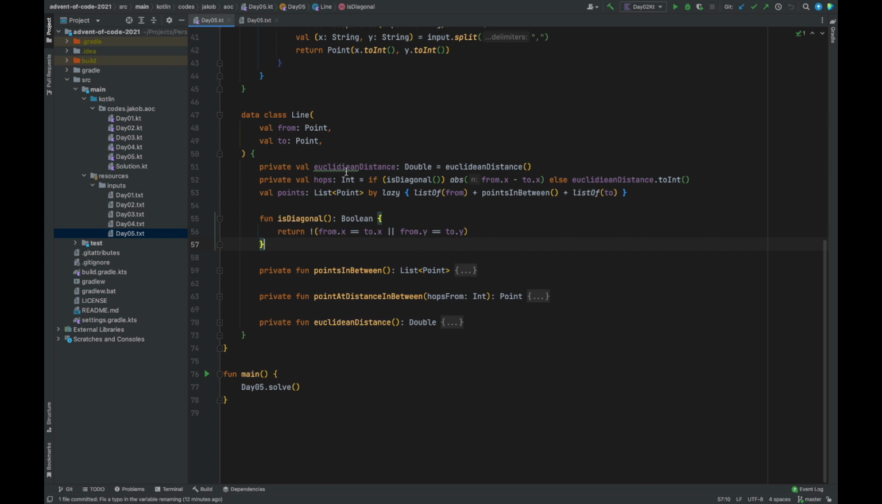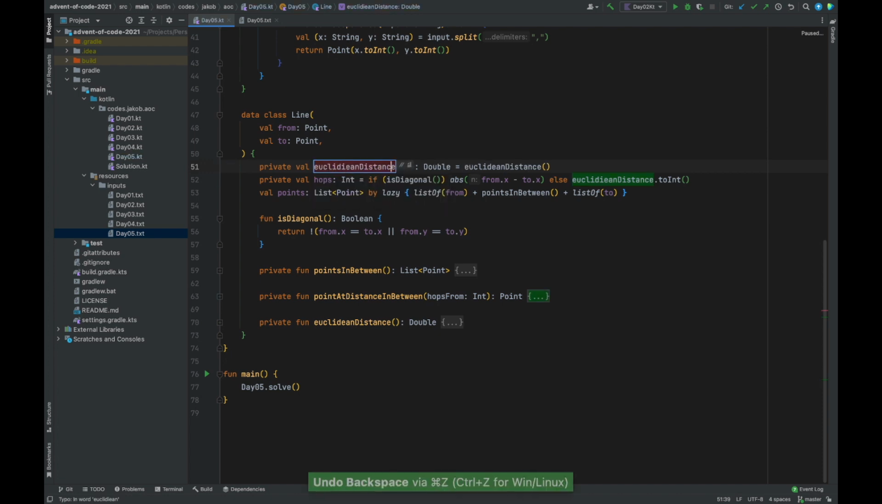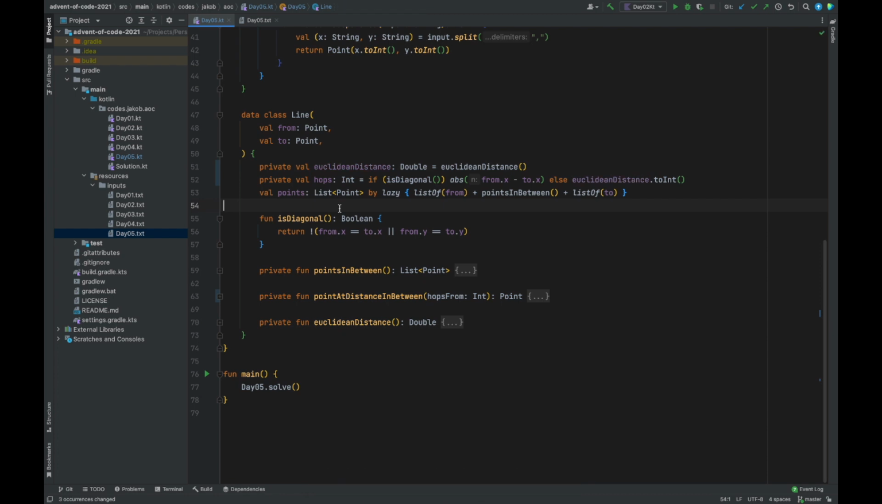I first calculate the Euclidean distance between, which by the way has a typo, Euclidean, like this, I believe. Yes, that looks better. The Euclidean distance between it. So what is Euclidean distance?